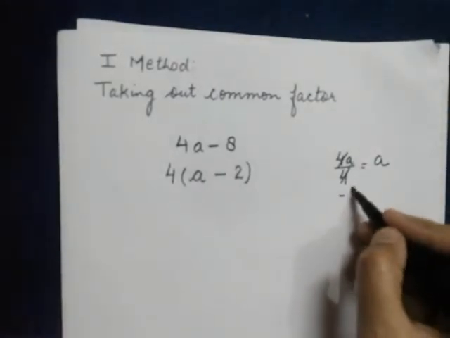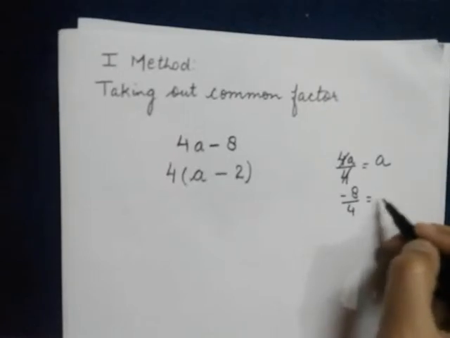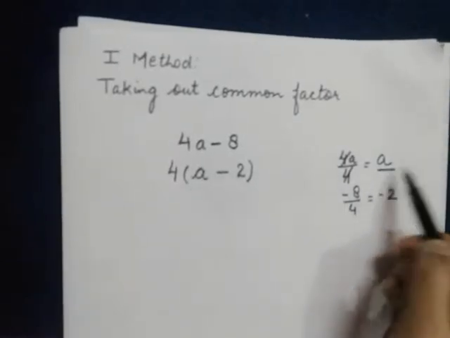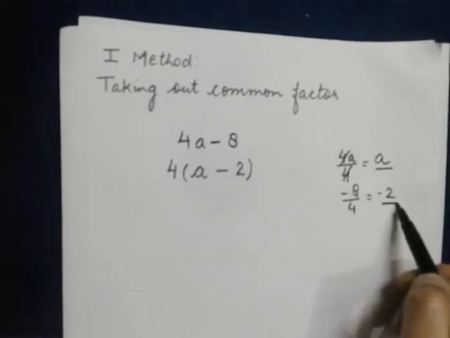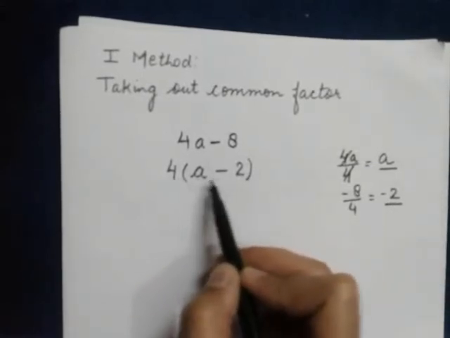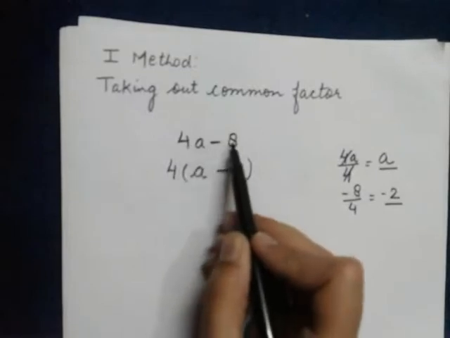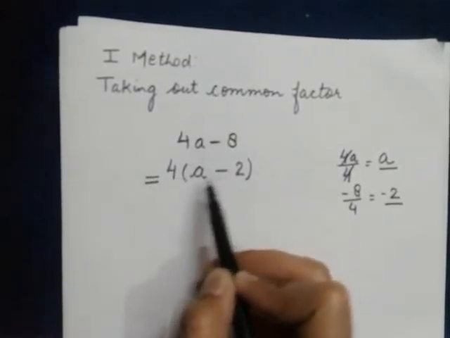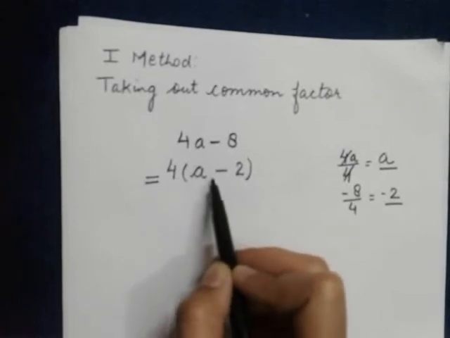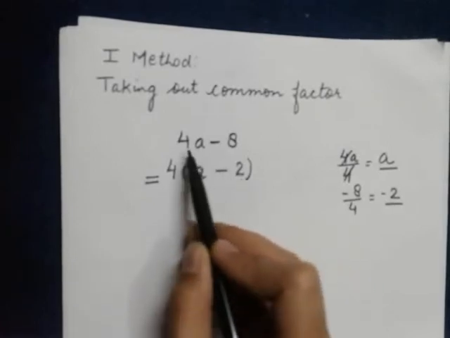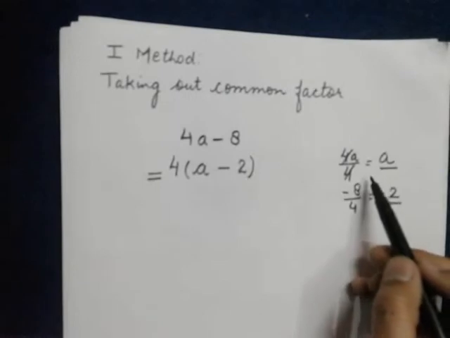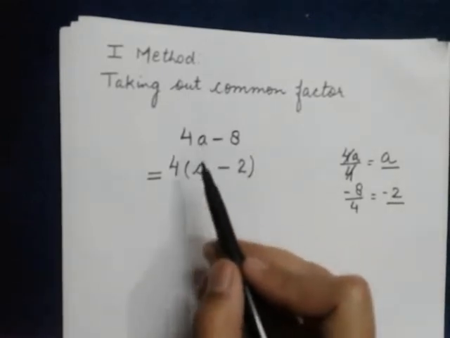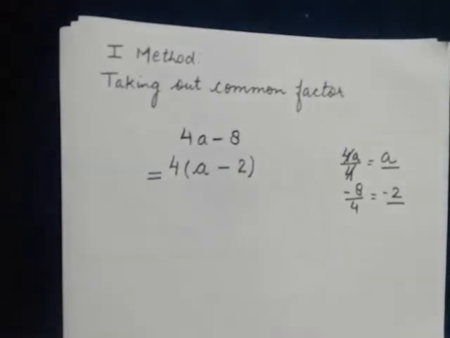Similarly, minus 8 was divided by 4. What is left? Minus 2. So what we have written is a, that was the result here, and minus 2, that was the result here. 4 is common and what is left? a minus 2. 4a minus 8 has been expressed as a product of two terms, that is 4 and a minus 2. So this is the factorization of 4a minus 8, and this is the method for obtaining these terms. We divide each term by the common factor.